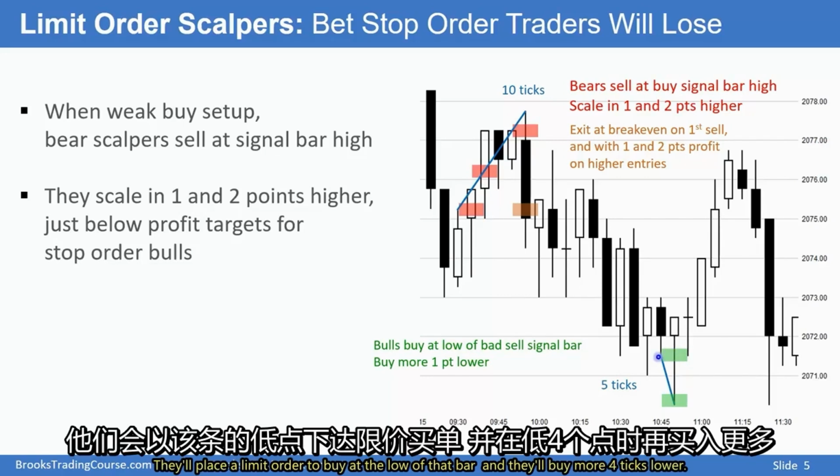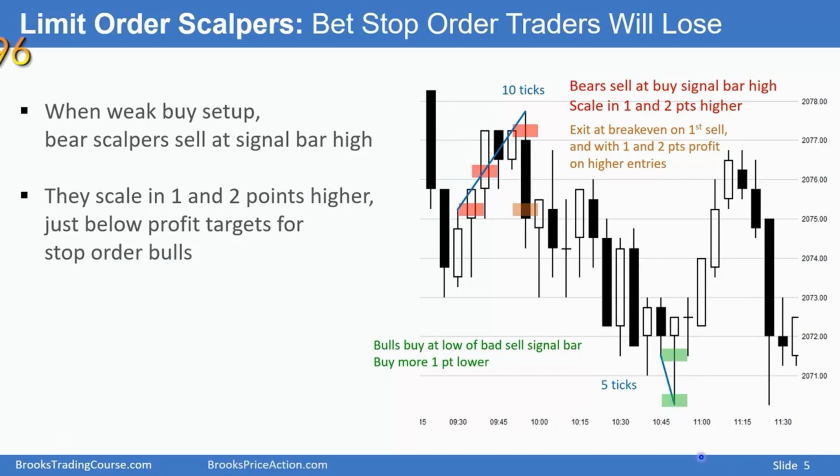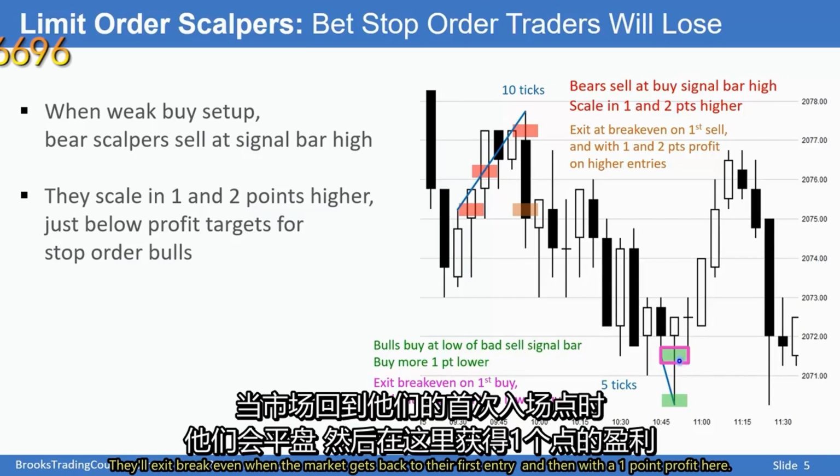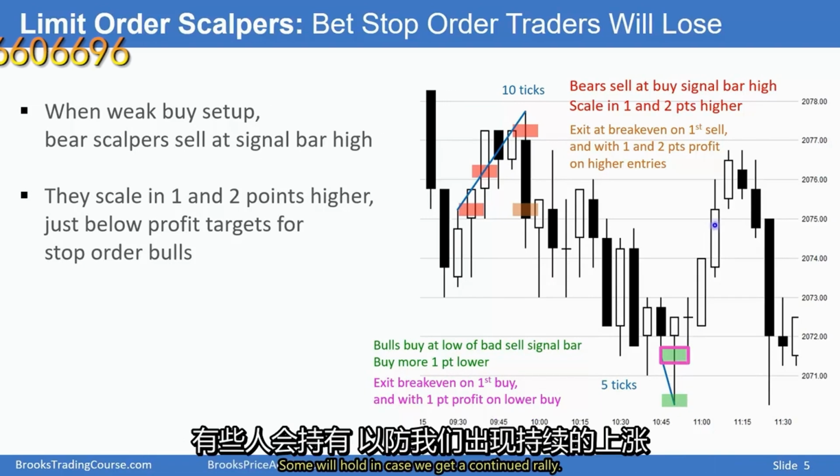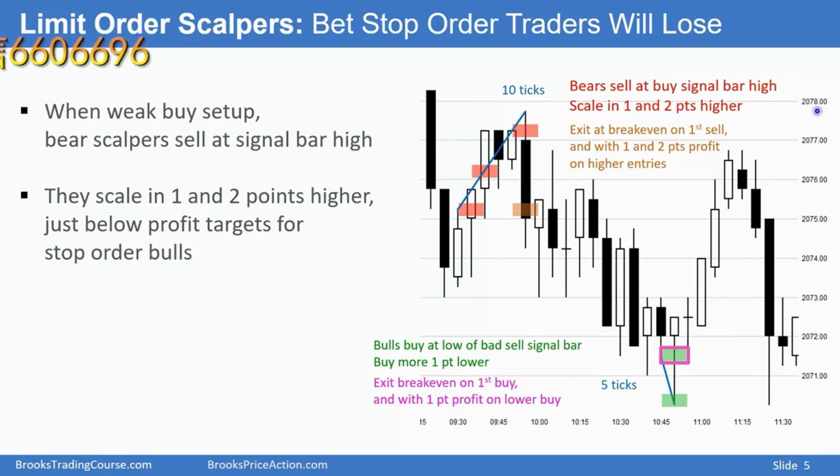They'll place a limit order to buy at the low of that bar, and they'll buy more 4 ticks lower. They'll exit break even when the market gets back to their first entry, and then with a 1 point profit here. Some will hold in case we get a continued rally.